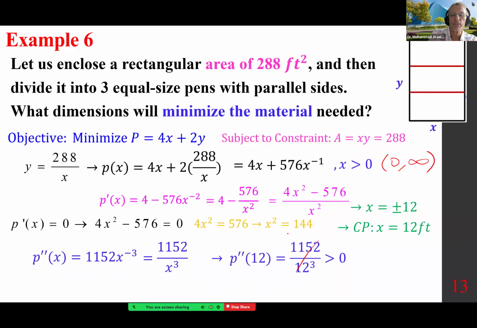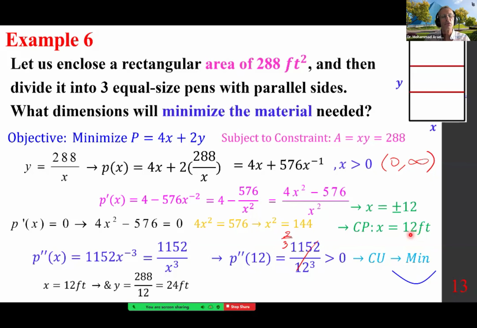But you don't have to. Notice that we just want the sign. Positive means concave up, which means the minimum occurs when x is 12 feet. Because it's the only critical point, it's an absolute minimum. So if x is 12, what is y? Use this one or use this one. 288 divided by 12 results in 24 feet.